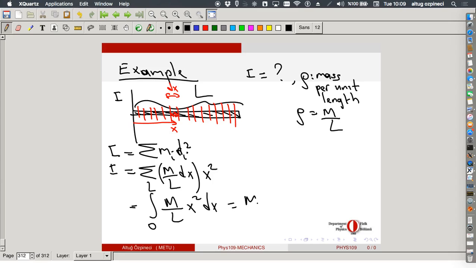So this is m over L times x cubed over 3, with x from 0 up to L. This is mL squared over 3. This is the moment of inertia of a rigid rod for rotations around its end. This is not for arbitrary rotations, but if you have this rigid rod and you are rotating it around one of its ends, this is the moment of inertia.